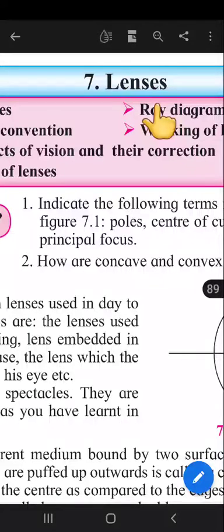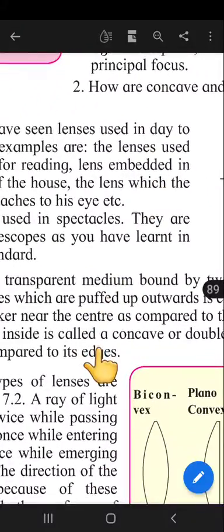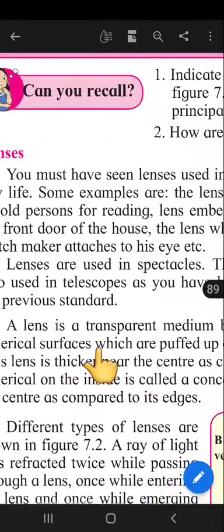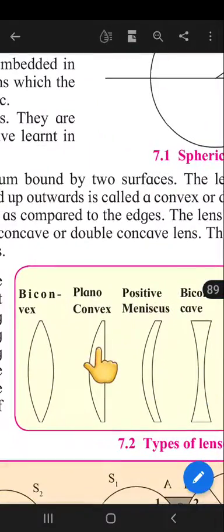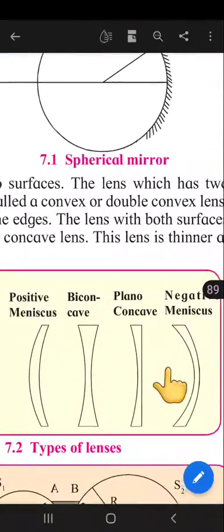We will learn Science and Technology Part 1. From this subject, we will learn about lenses. This is lesson number 7, and in this lesson we will first define what a lens is. These are the different types of lenses.